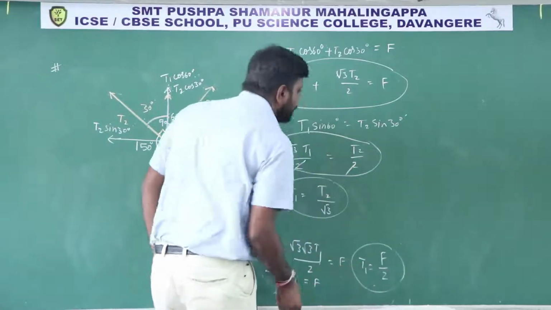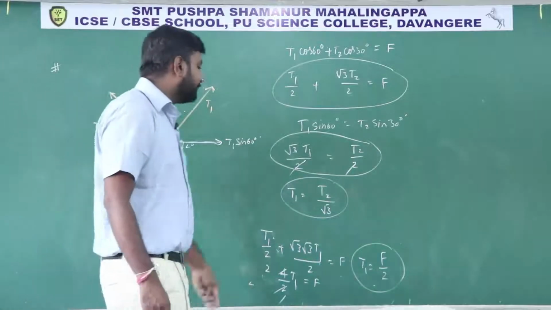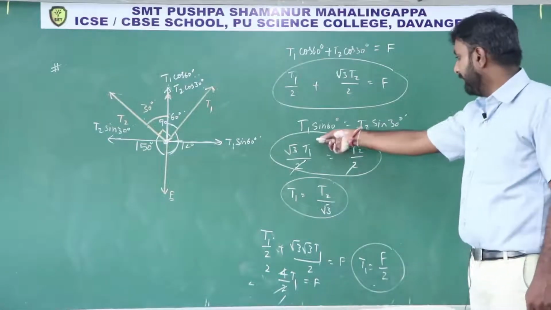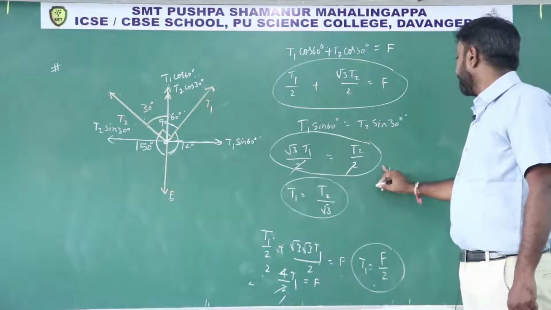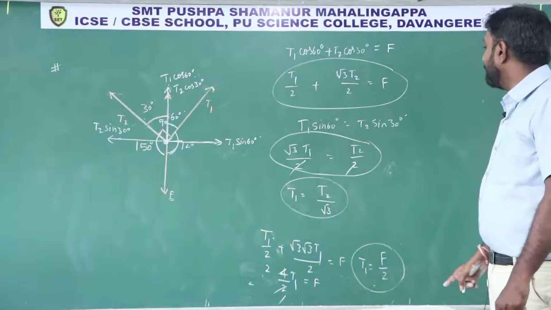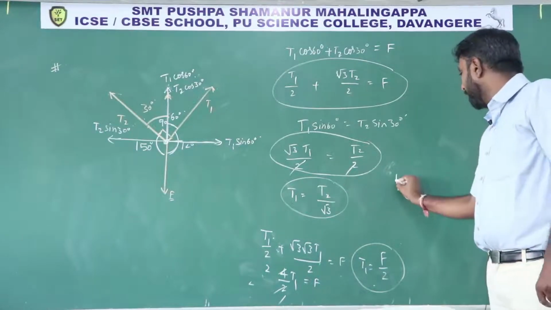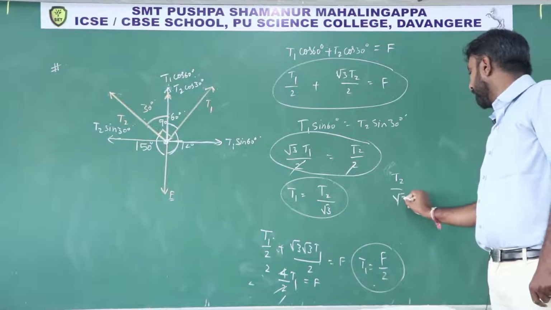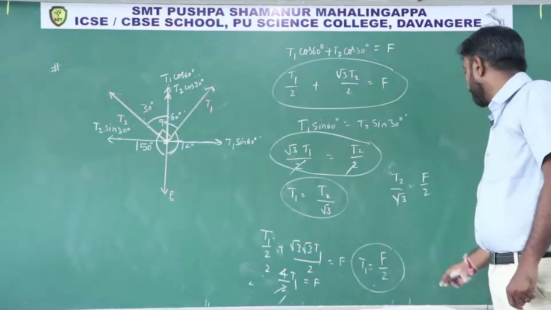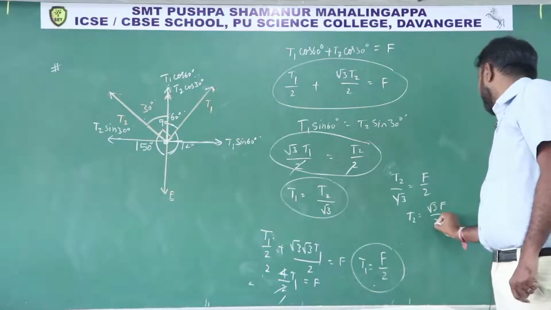In the previous Lami's theorem method also, we got the same T1 value, F by 2. Similarly, if you put the value of T1 here, you can find the T2 value also. So T2 by root 3 is equal to F by 2, I can write. Why? Because T1 is nothing but F by 2. Then T2 equals root 3 F by 2.